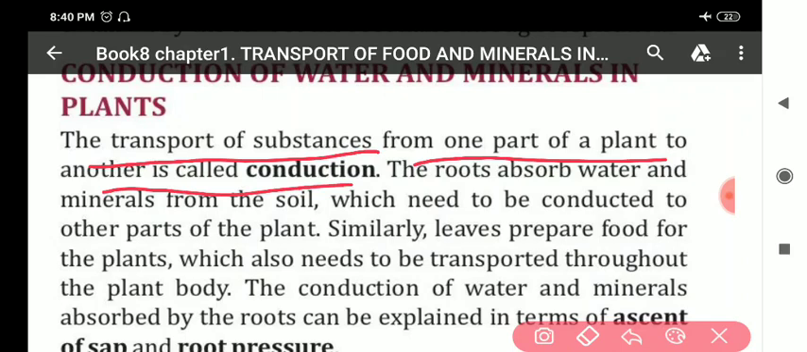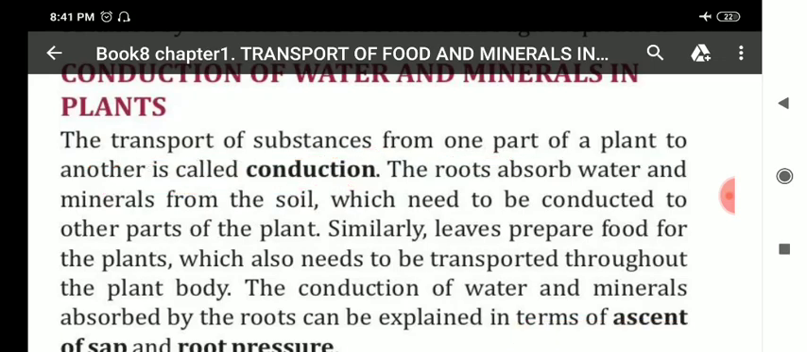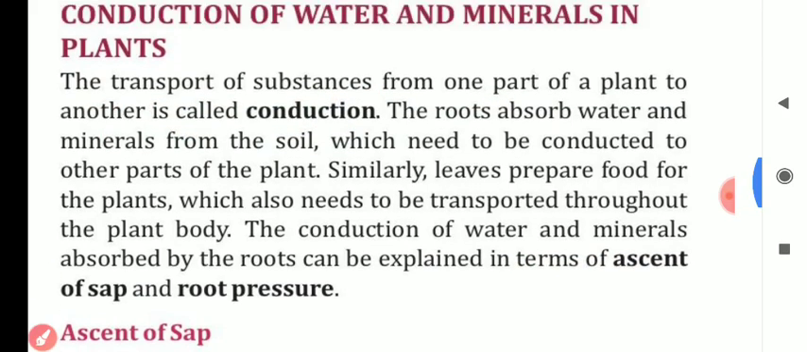Now, generally here there are two types of conduction taking place. One is the water and minerals being conducted through the xylem vessel, and the food that is transported with the help of phloem. Here we are discussing, my dear students, the conduction of water and minerals. So, let us see to it.